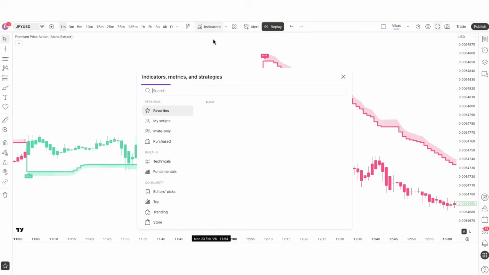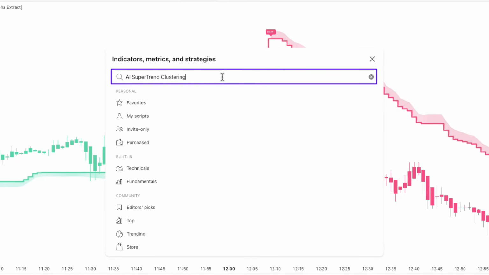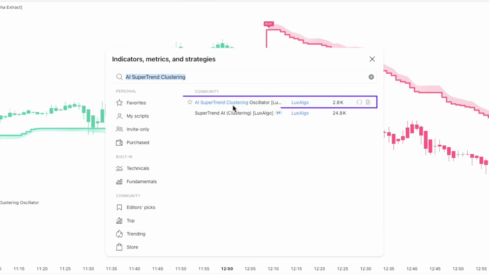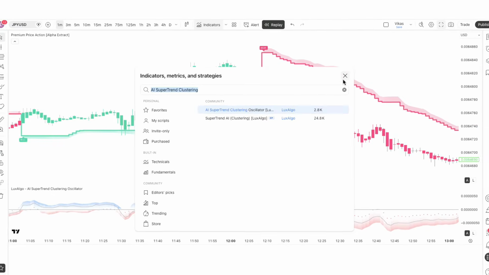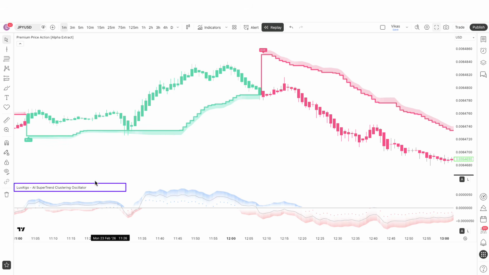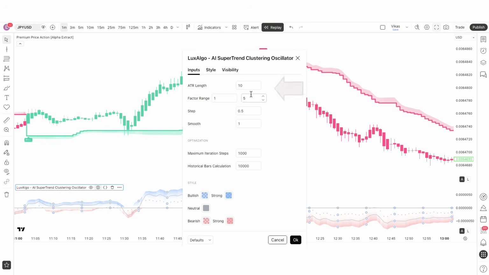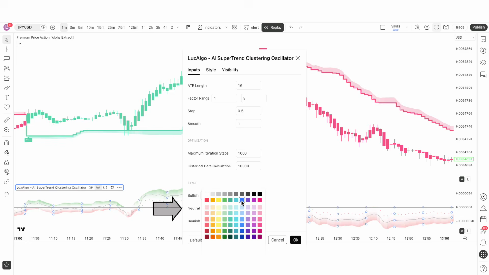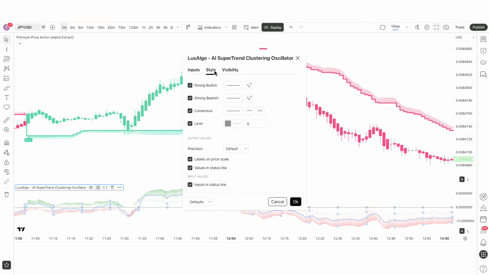Let's go to the Indicator Search tab, search AL Supertrend Clustering, and select this one called AL Supertrend Clustering Oscillator, created by Lux Algo. Now let's access the settings of this indicator so we can modify it to suit our strategy. We change ATR length 10 to 16, then change bullish and strong color, then change neutral color, then change strong bullish circles to columns, then change strong bearish circles to columns, and here everything is fine after that.